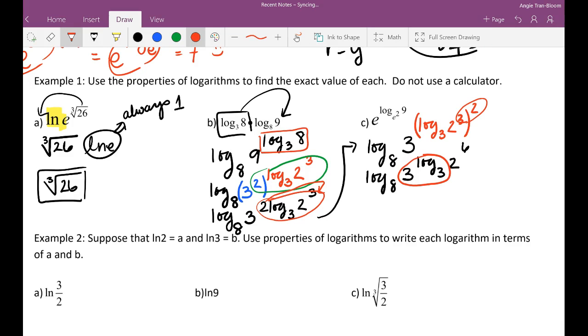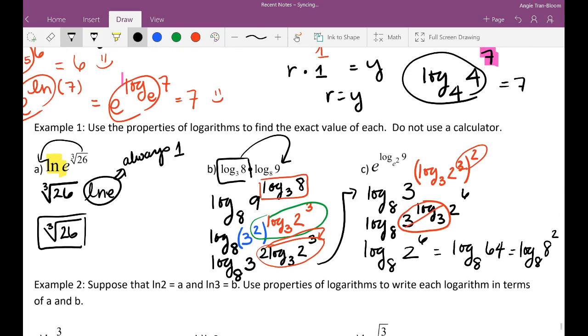So guess what? This is now log base 8 of 2 to the 6. Well, 2 to the 6 is 64. So now I have log base 8 of 64. Well, 64 is really 8 squared. Whoa, right? Well, let's go a little bit further.